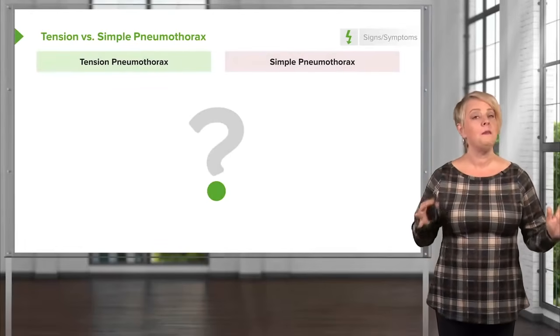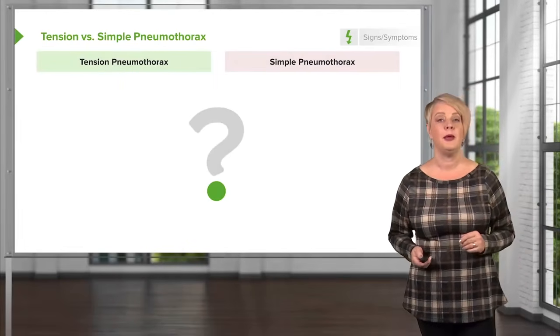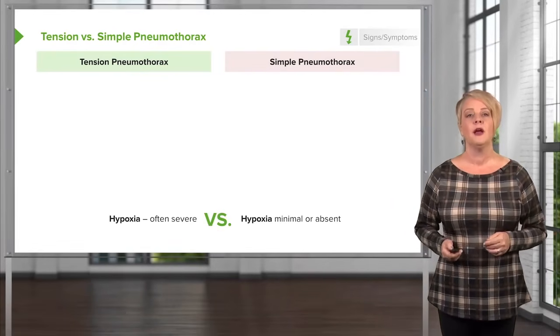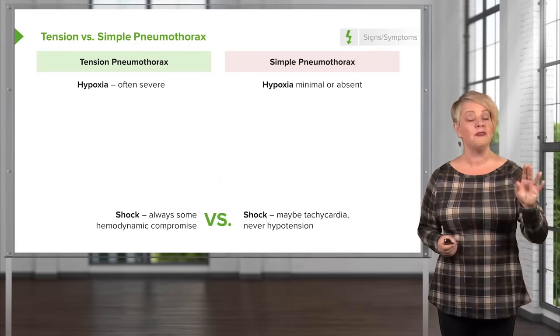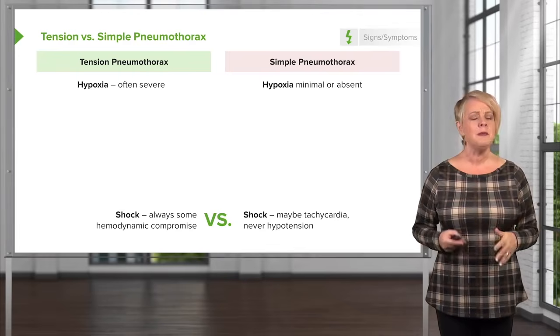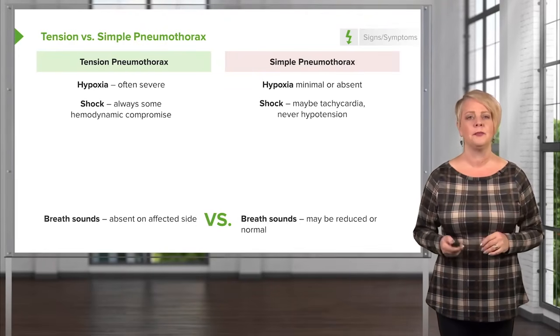So just a quick compare and contrast between tension and simple pneumothorax, because it's really important to be able to differentiate between them since the treatment is so different. First and foremost, hypoxia. Patients with tension pneumo often have severe hypoxia, whereas patients with simple pneumothorax might be slightly hypoxic, but typically it's not extreme.